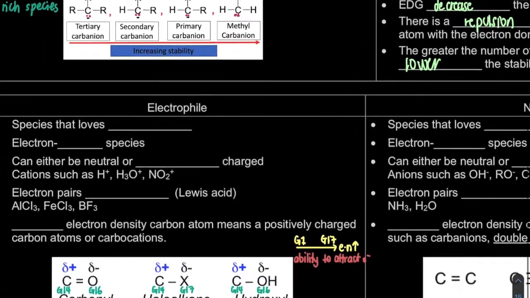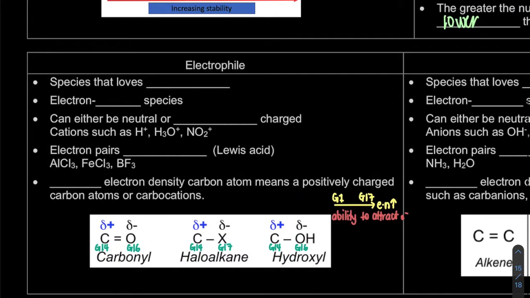Okay, so first, what we're going to learn is the definition of electrophile. So what is an electrophile? Electrophile means electron, and the "file" means it likes. So an electrophile is a species that loves electrons. However, a species that loves electrons is an electron poor species. It's like opposites attract.